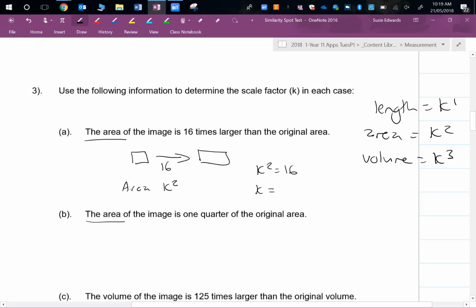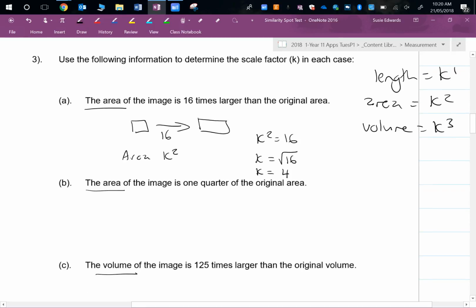Not 16 times 16, the square root of 16. So k equals 4. Okay, so you need to be aware of that. So we look at the difference between them, but if it's area, that difference is going to be k squared. So we need to be able to work that out. You did have a calculator if you needed to, but you should have known the square root of 16.